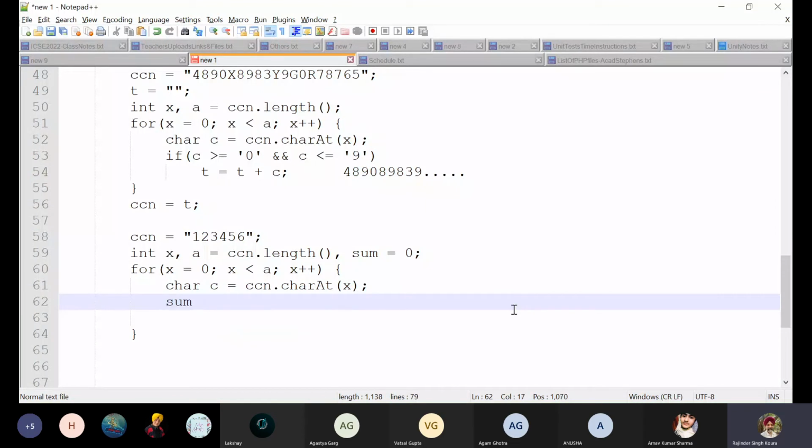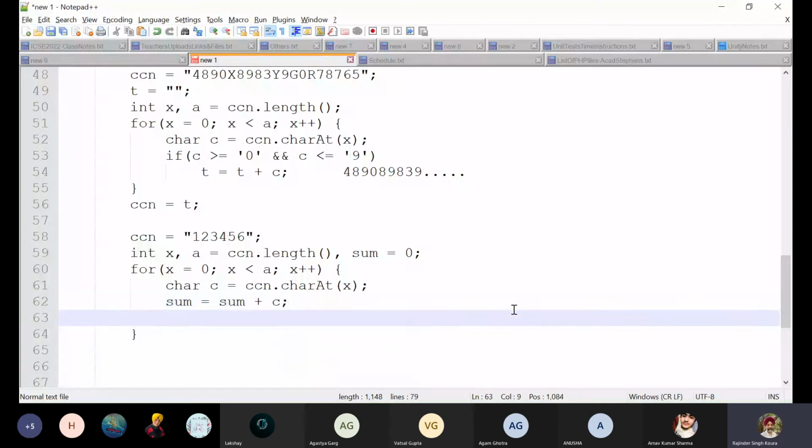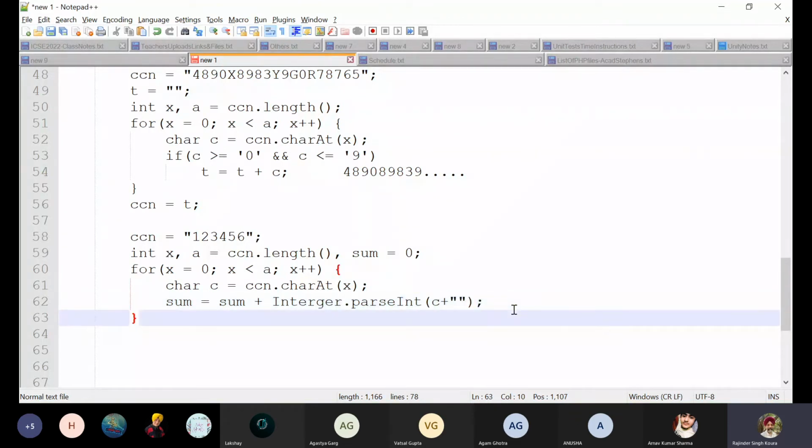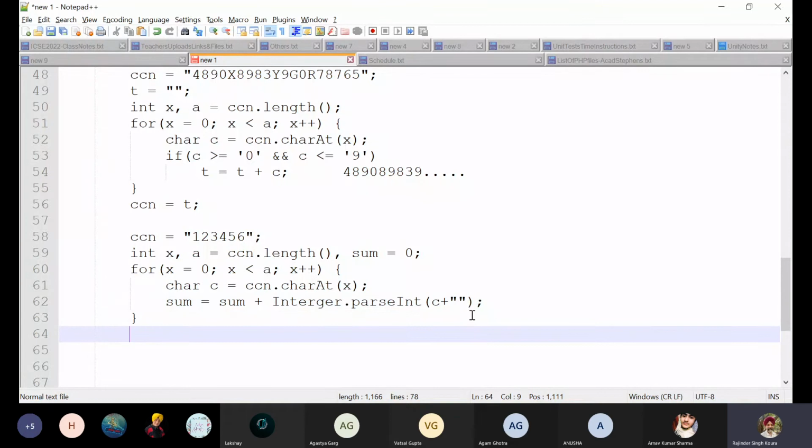Now I cannot say sum is equal to sum plus C because that way it is going to add an ASCII character. So how do I do this? I'll convert this into integer.parseInt. I'll convert that into a number. But I will have to add a string to this. And if I try to display sum here, it is going to display the sum of 1 2 3 4 5 6.